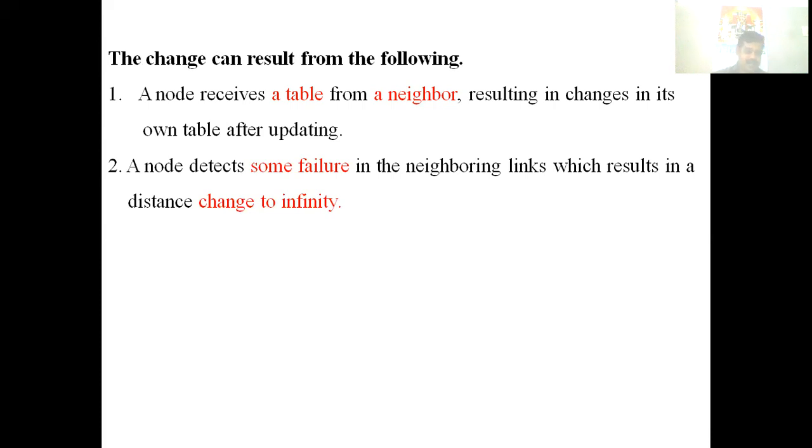The second case is that there may be a failure in the neighboring link. So there may be a problem in the network link, and that problem will also cause a change in the routing table. Whenever there is a change in the routing table, the triggered update will immediately occur.